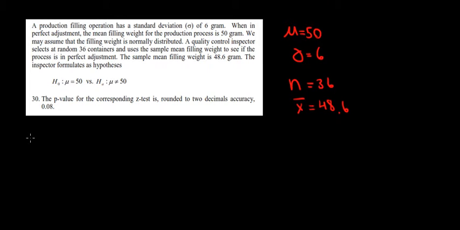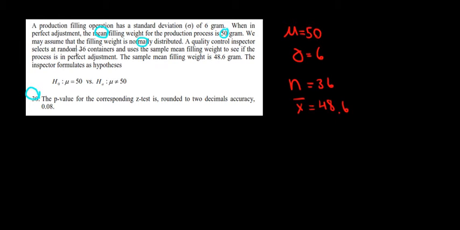Let's have a look at question 30 in this video. So we have a production filling operation with a standard deviation of 6 grams. When in perfect adjustment, the mean filling weight is 50 grams. We may assume that the filling weight is normally distributed.